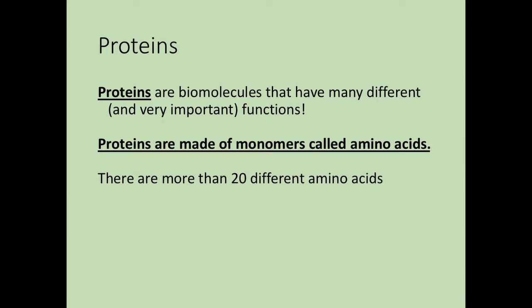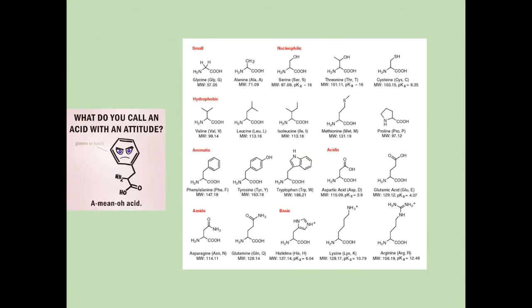This is the one where the monomer is a little weird because the word amino acid looks nothing like protein. So this one might be a little difficult to remember, but proteins are made of monomers called amino acids. And there are a lot of amino acids. There's a picture of them.